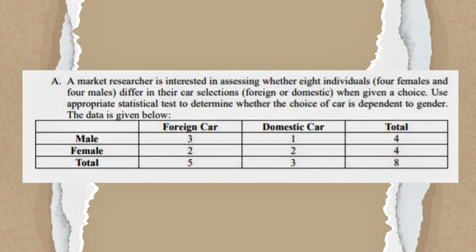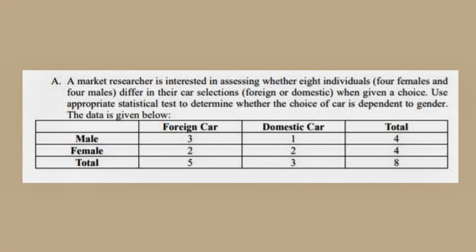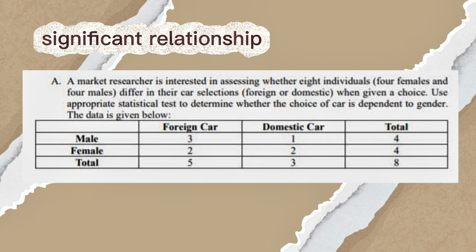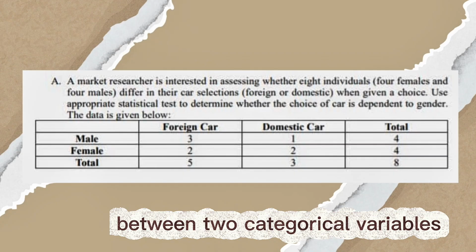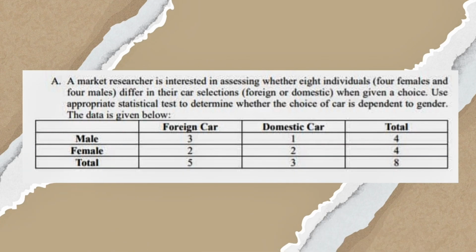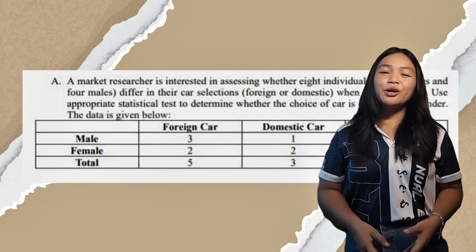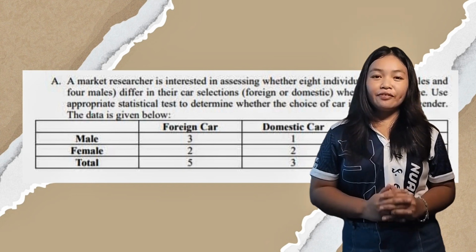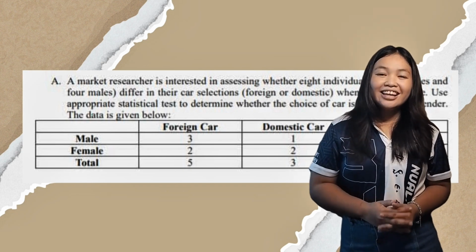So quick lang! The chi-square test is used para malaman if there is a significant relationship between two categorical variables, like gender and type of car preference. So our question is, does gender affect the type of chosen car? Let's find out.